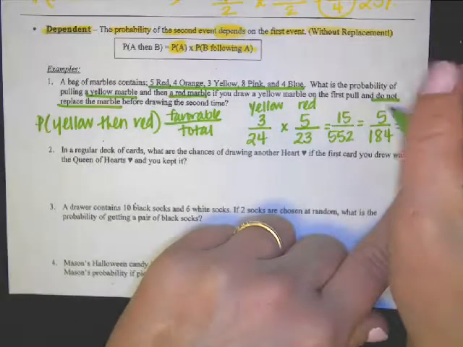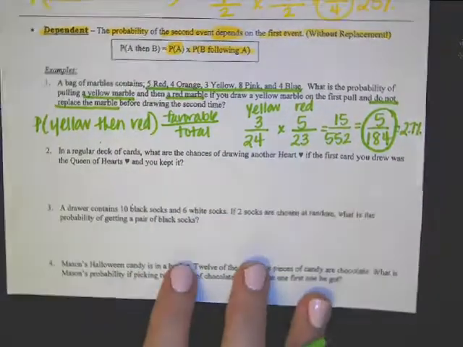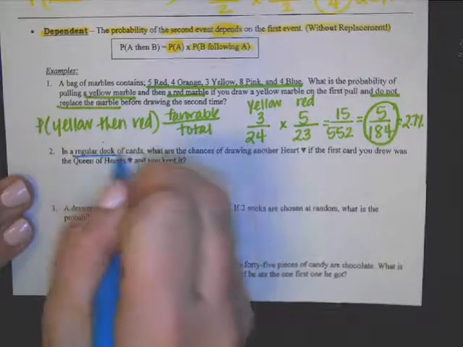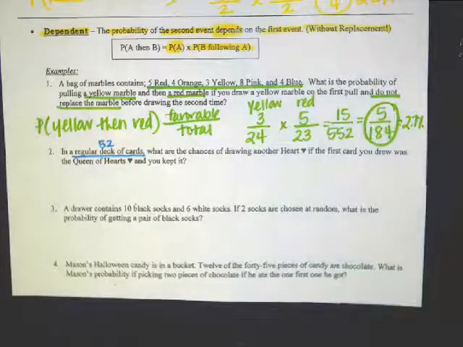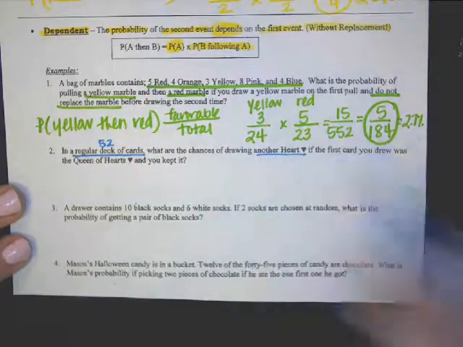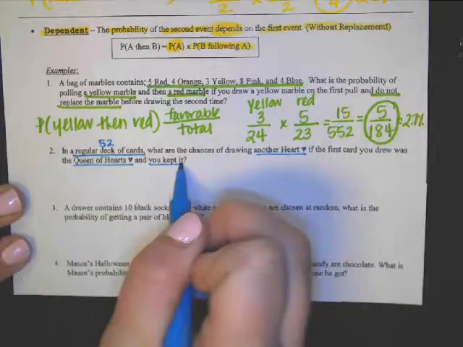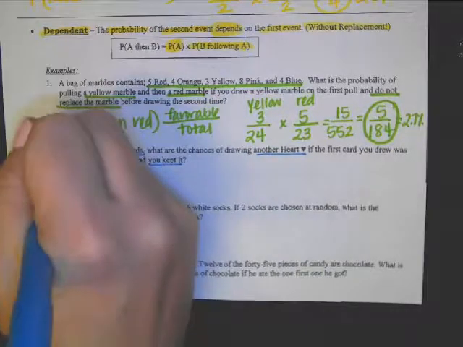This means that it's really unlikely that I'll be able to pull a yellow marble and then a red marble. Let's take a look at the next example. In a regular deck of cards, we understand that we have a total of 52 cards. What are the chances of drawing another heart if the first card you drew was the Queen of Hearts and you kept it? So again, we're trying to draw a heart after already pulling a heart. So let's set that up as a probability.